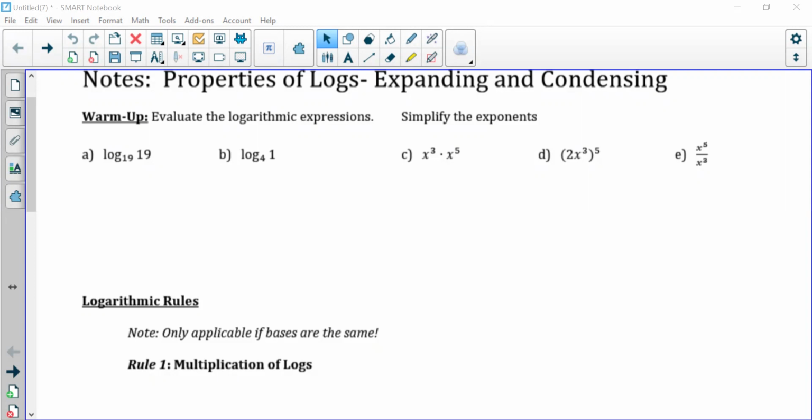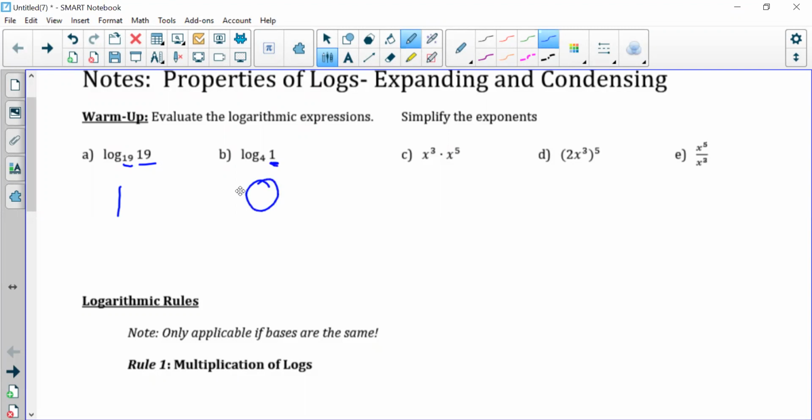All right, number one, or letter A rather, the log base 19 of 19. Well, remember, we said anytime our base and our y component is the same, our answer is 1. All right, the log base 4 of 1. Remember, we said anytime this number is 1, our answer is 0. So those were a couple of problems testing to see if you remember the rules.